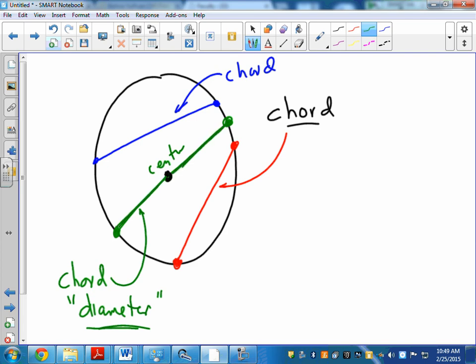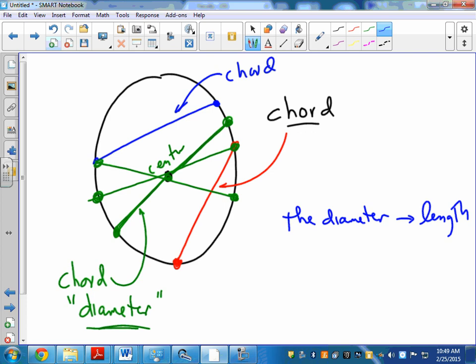There are an infinite number of diameters, right? So any line segment that goes through the center is a diameter. So I've drawn 3 different diameters here, right? They're all passing through the center. But when we talk about the diameter, it's like when we talked about the radius, that would be a length.